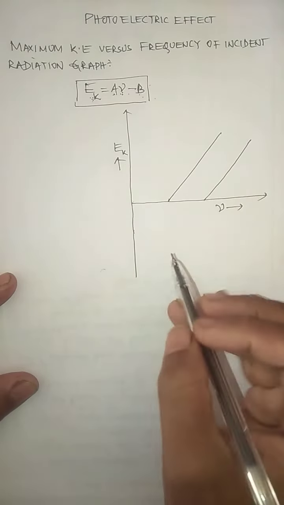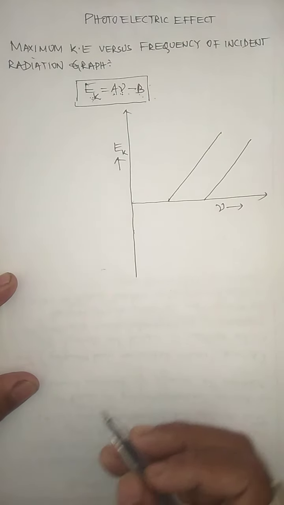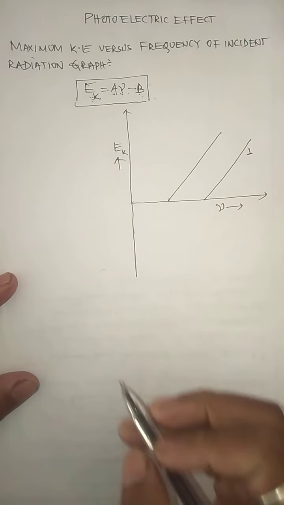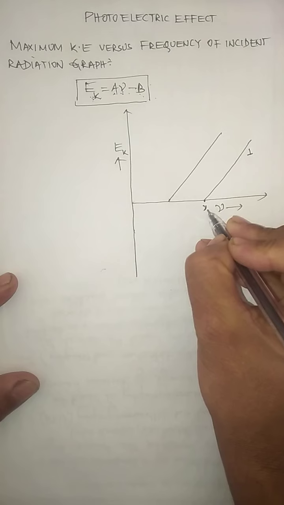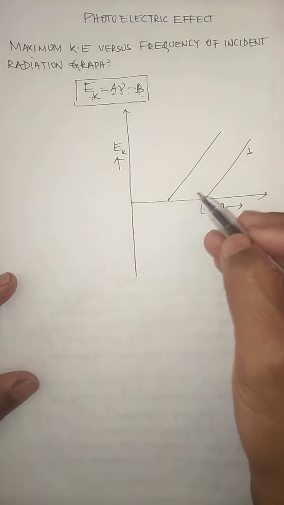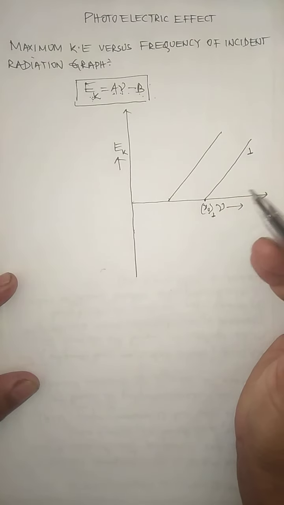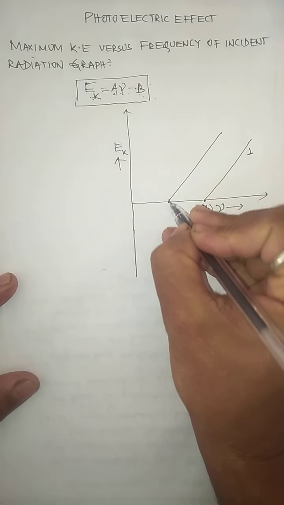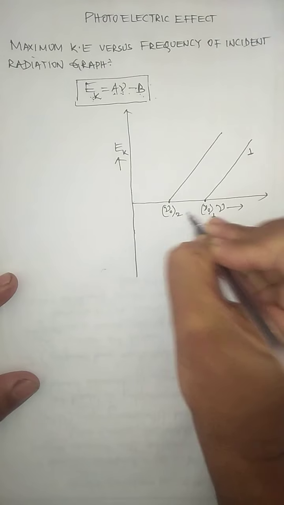If I plot the graph, the nature of the graph will be the same. The two graphs will be straight line graphs which will not pass through the origin. I'll give the name metal 1 to one of the metals, whose threshold frequency was found to be nu naught 1. But they plotted by taking a second metal of different material, and the nature of the graph was found to be the same but having a different threshold frequency, and that threshold frequency I'll mark by the letter nu naught 2.